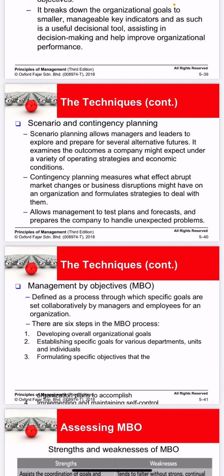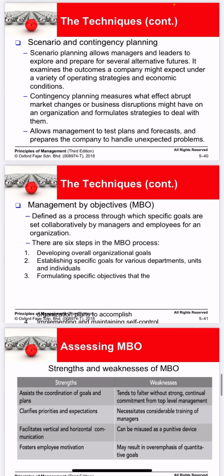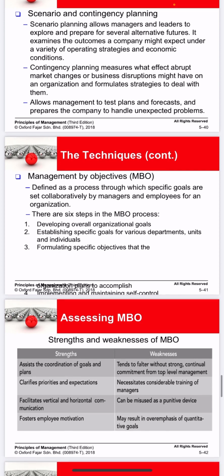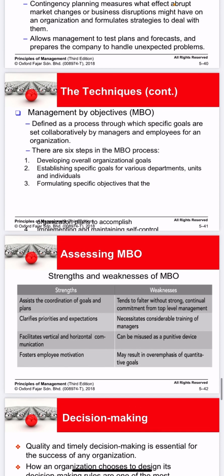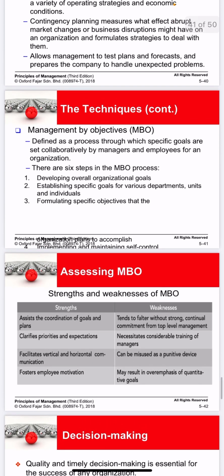MBO is a process through which specific goals are set collaboratively by managers and employees for an organization. So what are the steps of MBO? Developing overall organization goals, establishing specific goals for various department units and individuals, formulating specific objectives... there is some typo with the slides. Okay, I will give you the new slides. You may refer to the slides. So there are actually 6 steps in the MBO process. I will give you some extra handouts.